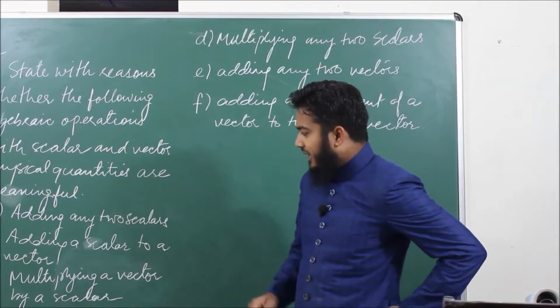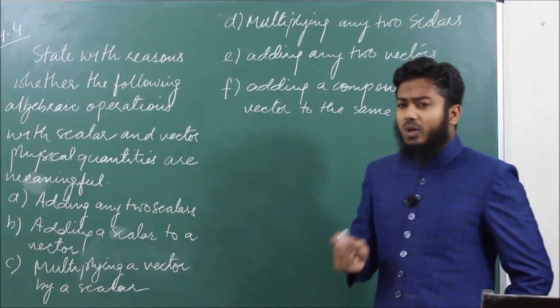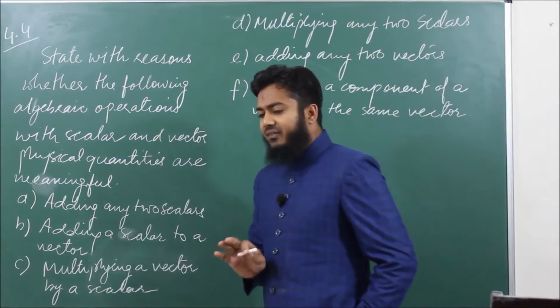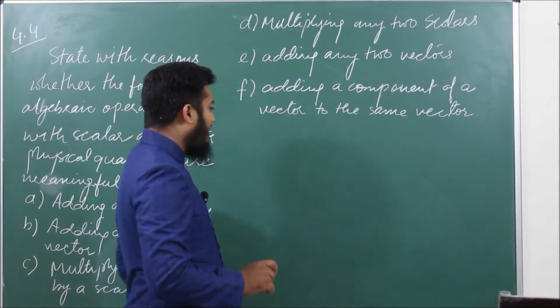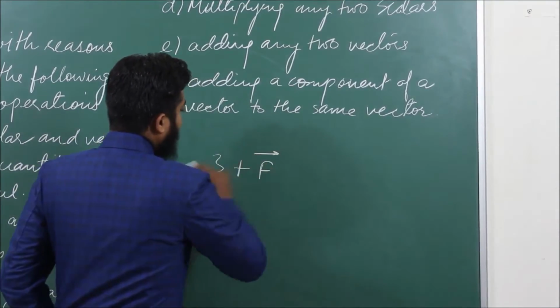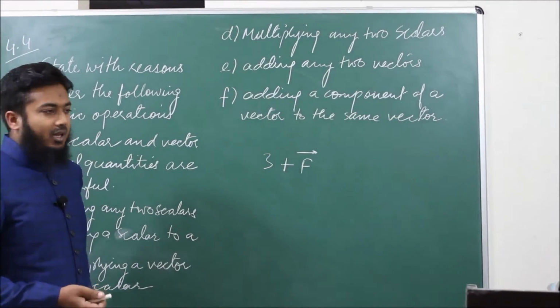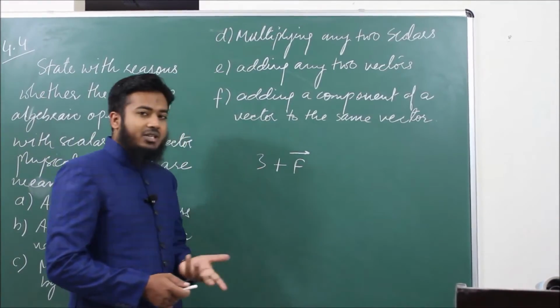And the next part is adding a scalar to a vector. Can you add a scalar to a vector? Remember, a scalar is just a number. Say, can you add like this? 3 plus vector F. F is a vector and 3 is just a number.